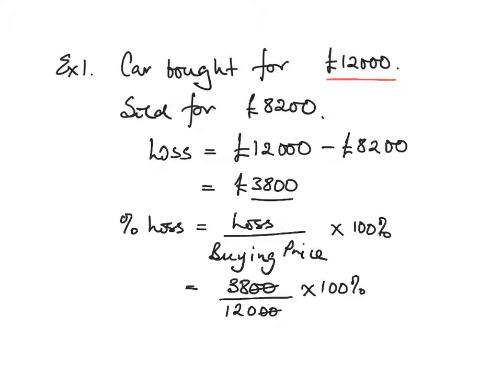We could also cancel out a 0 from the bottom and a 0 from the top here, and the answer is 31.7%.